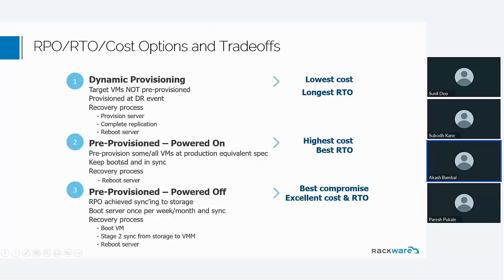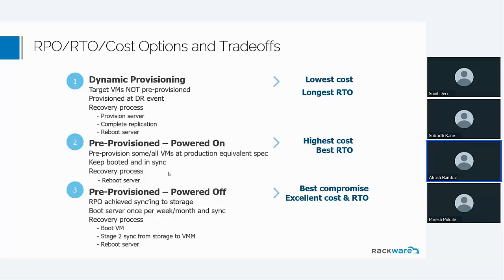The second option is pre-provisioned with the target servers powered on all the time. So this is equivalent to a warm DR that you can configure. The target servers are pre-provisioned in your DR site along with the RMM instance being up and running. And the target servers can be provisioned either with the equivalent specs as that of the source, or they can also be configured for the lower specs.